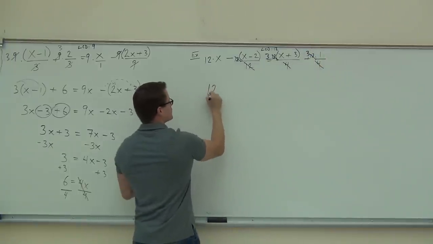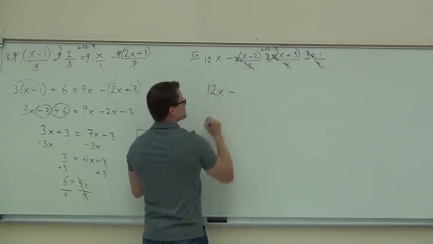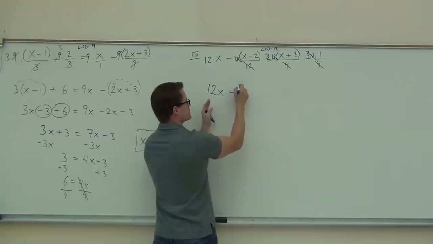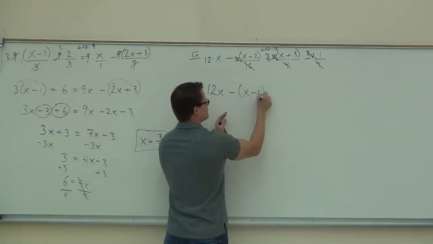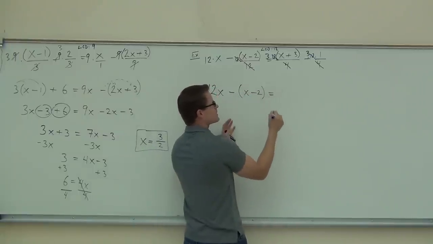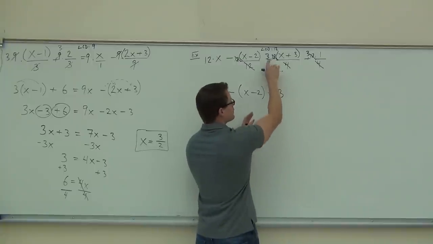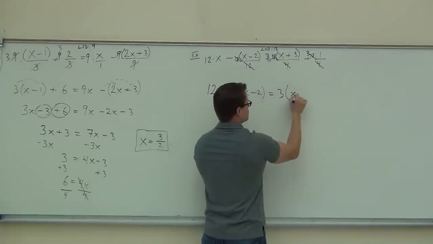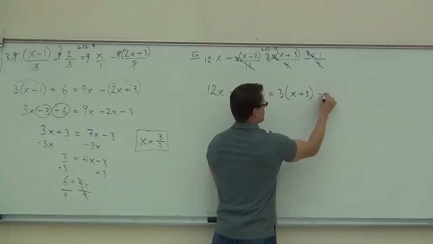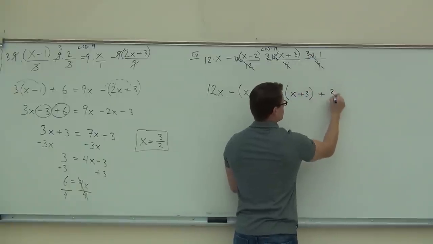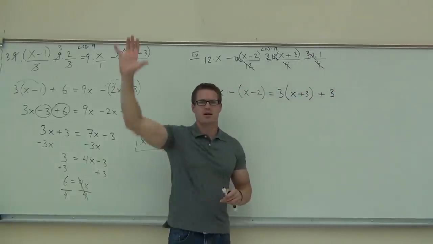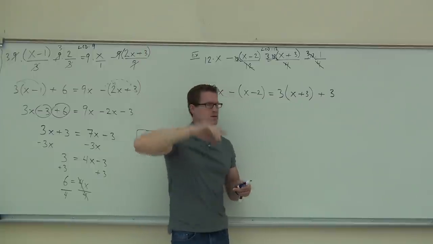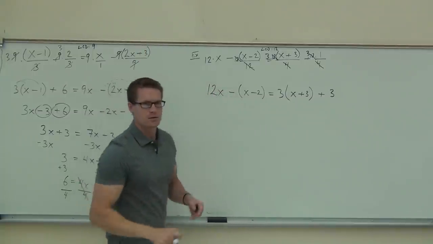So we have our 12x, we have our minus, don't forget about those parentheses, x minus 2, equals, on the right-hand side, we still have this 3. Don't forget about that 3 right there. We have the x plus 3. And at the very end, we have our 3 times 1, which has given us 3. By a show of hands, how many people made it that far? Oh, that's great. That's very good. What now?